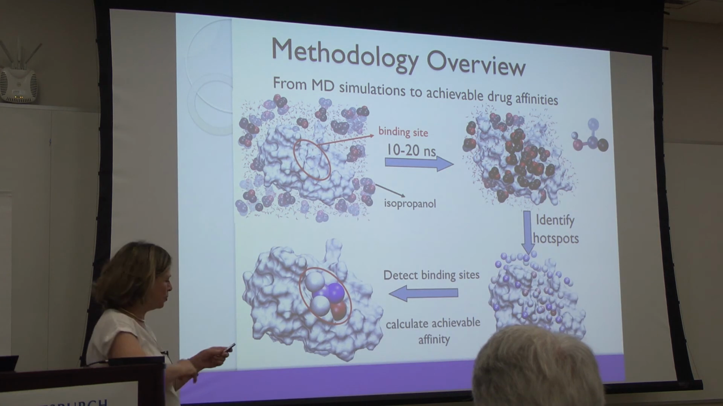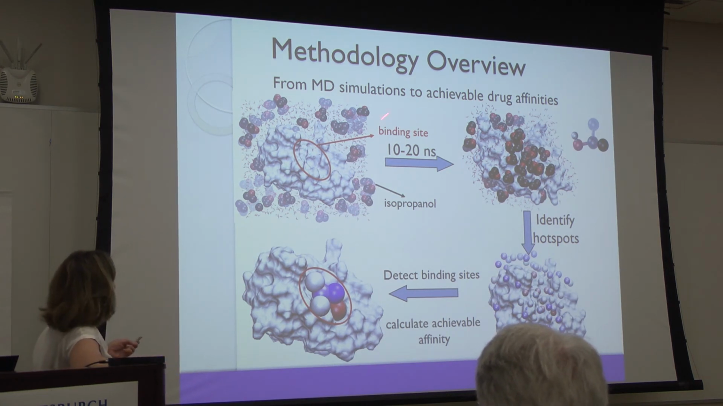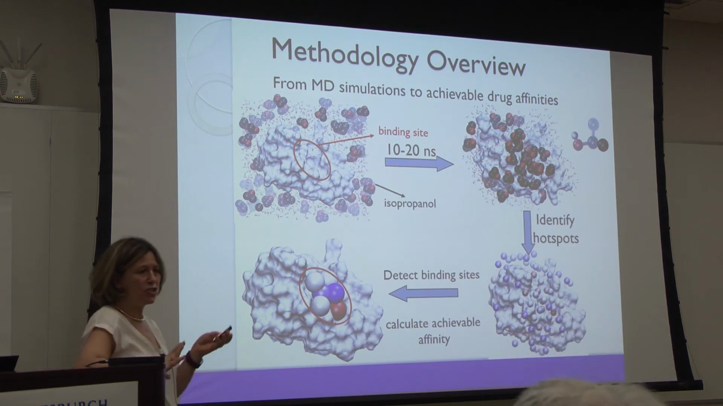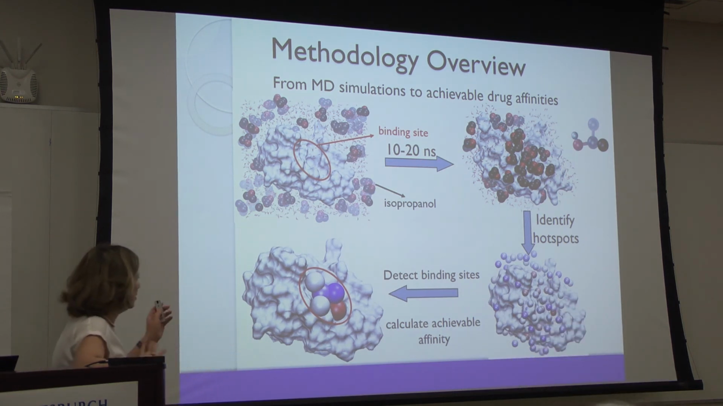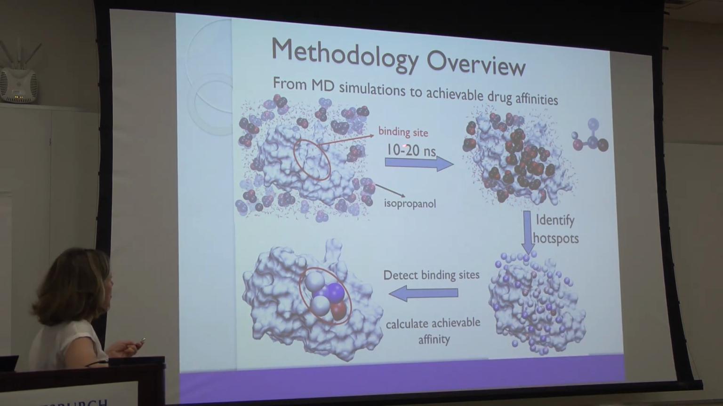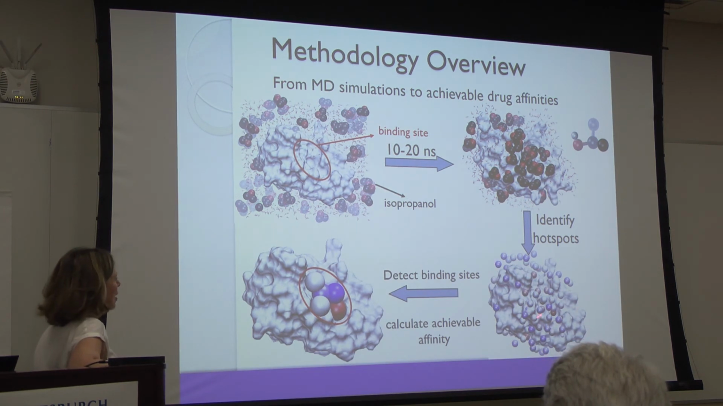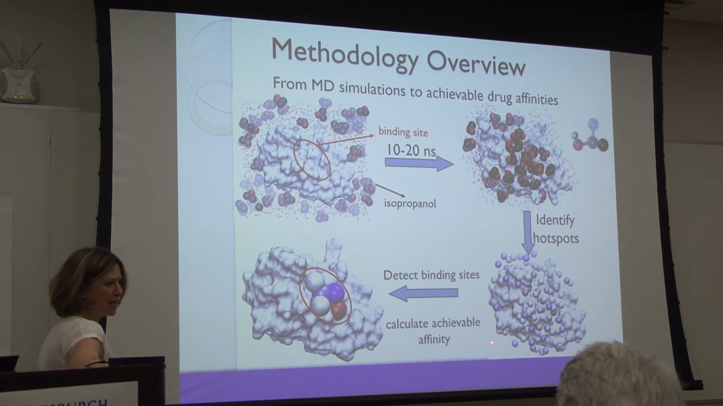Now, a little bit more about the methodology here. Remember, the simulations can be very short with different conformers. 10 to 20 nanoseconds of simulations, at most 40 nanoseconds, will be good enough. And then you identify the regions, what we call the hotspots. And then we calculate what is the achievable affinity. We do the affinity calculation.